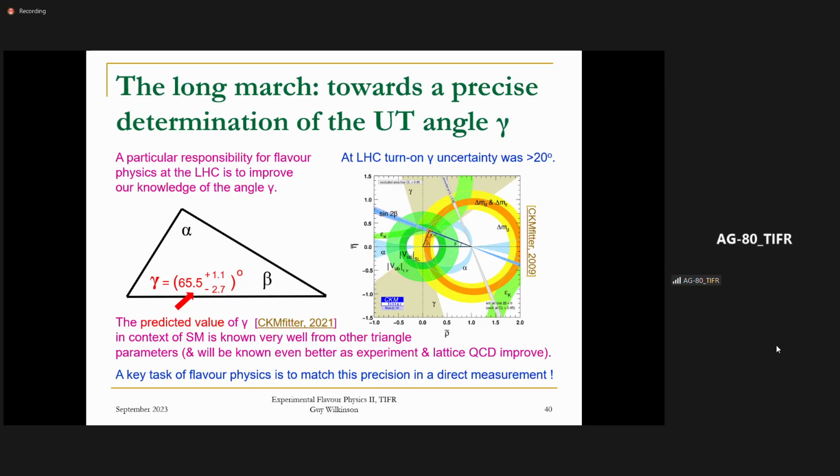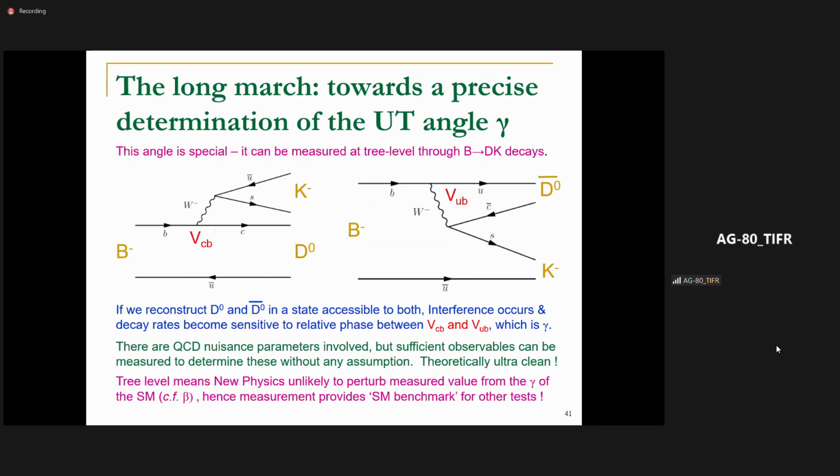The indirect prediction says gamma should be 66 degrees with an uncertainty of about 2 degrees. So what we want to do is to make a measurement with a precision of about 2 degrees, and we compare our measurement with this prediction, and any discontinuity, any mismatch, would show that something interesting was happening. So how do we do this?